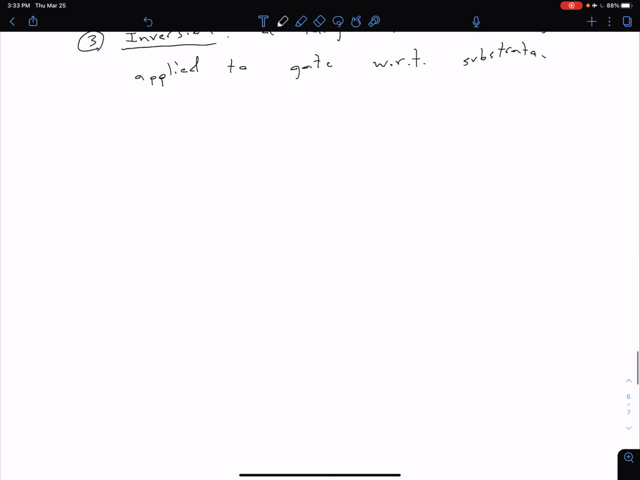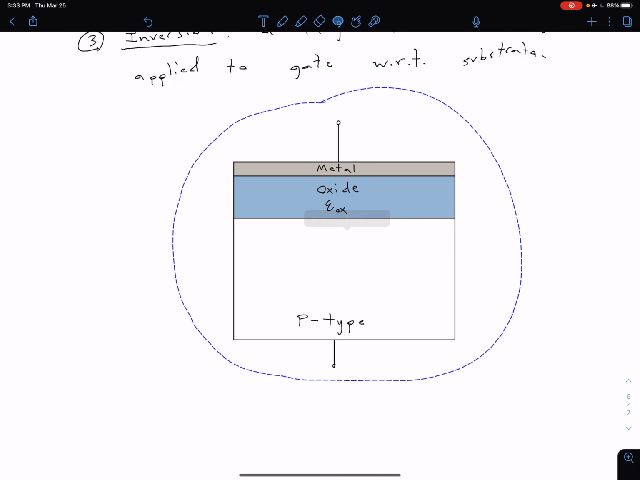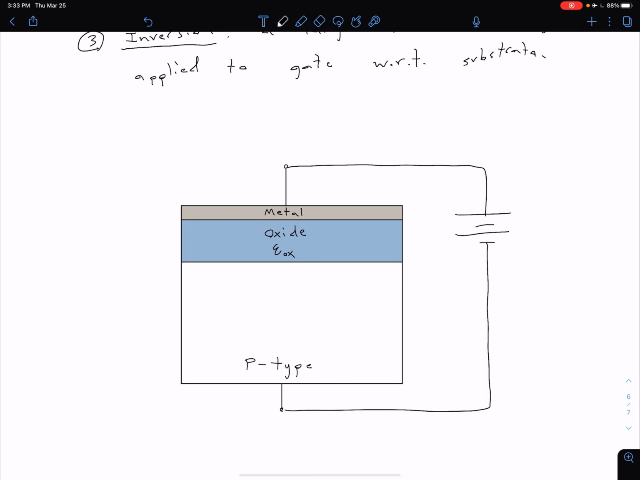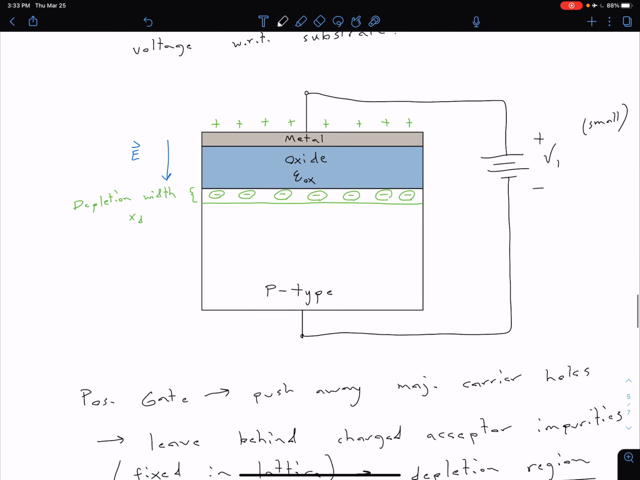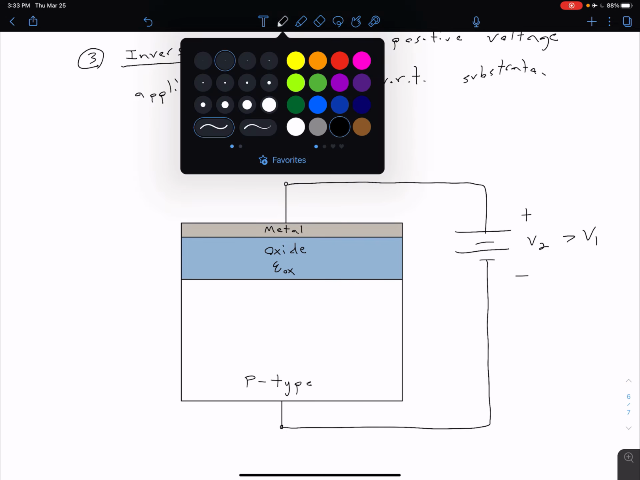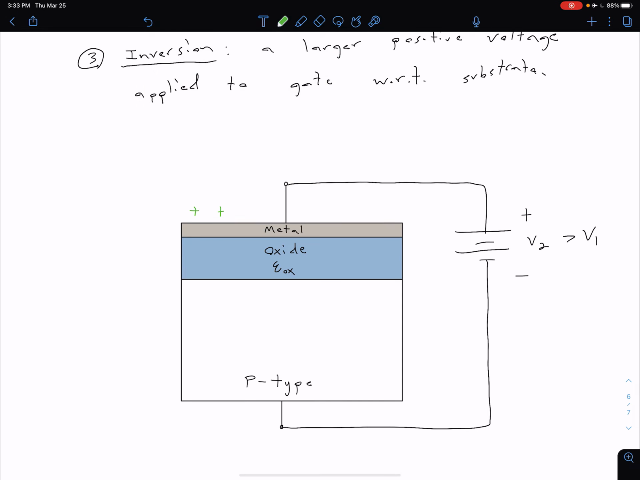Okay, let's go ahead and copy that MOS capacitor again. Once again, we're going to put a battery with our positive terminal on the gate and our negative terminal down there on the substrate. Let's say this is some voltage V2, which is greater than our V1 that we had up here in the first part. So we're increasing that gate voltage. We still have this positive charge on our metal. We still push away those majority carrier holes. We still form that depletion region. So let's go ahead and draw all of that in.